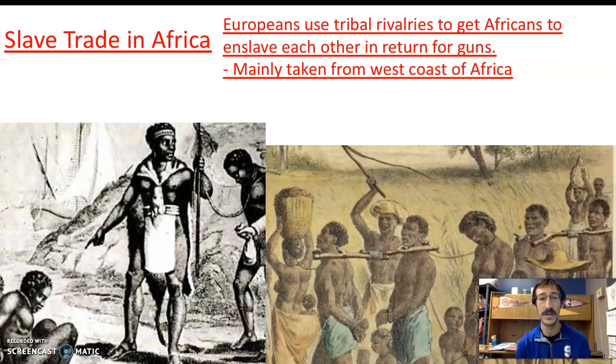So in the African slave trade, the Europeans will use tribal rivalries to get Africans to essentially enslave each other in return for guns and other manufactured products, essentially offsetting the balance of power throughout much of Africa for this demand of over 10 million slaves within West Africa. So you're pulling about 10 million people out of the population, mainly taken from the western coastline, going from Mali on down through Angola, and even a little bit into South Africa.